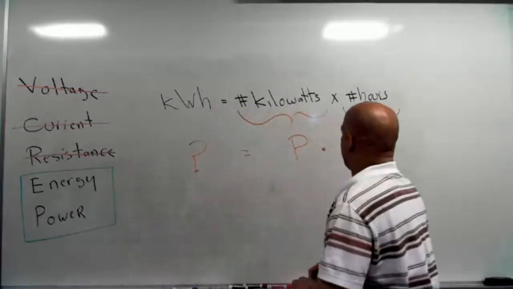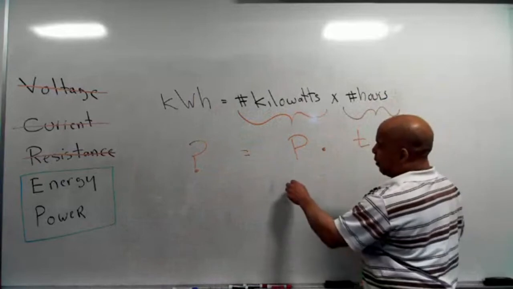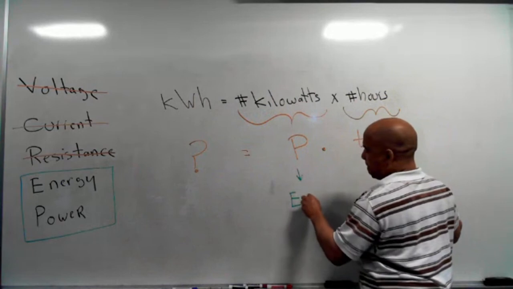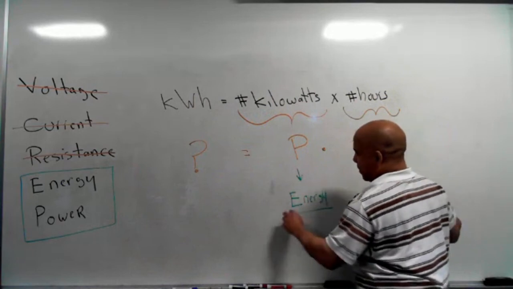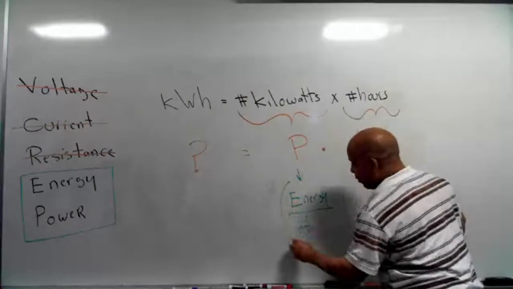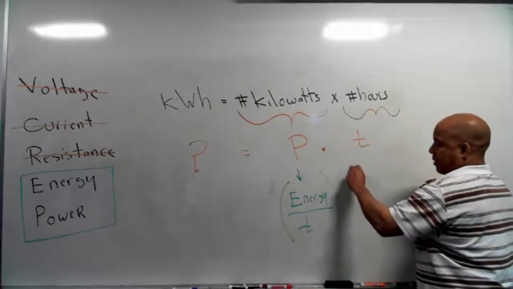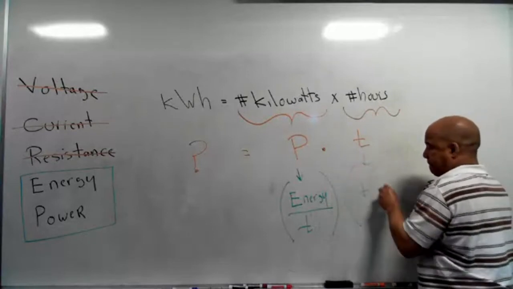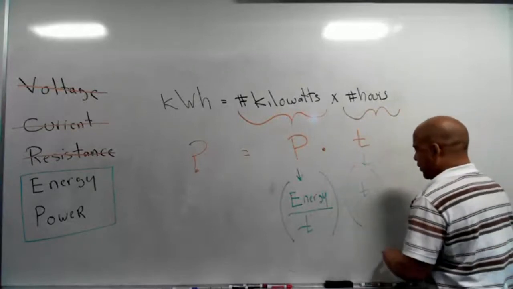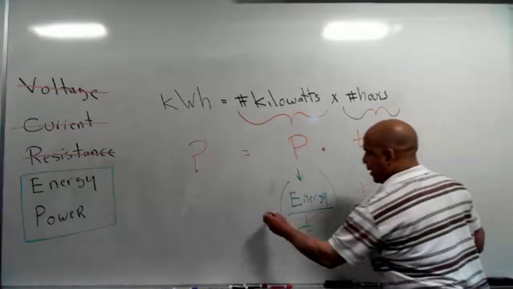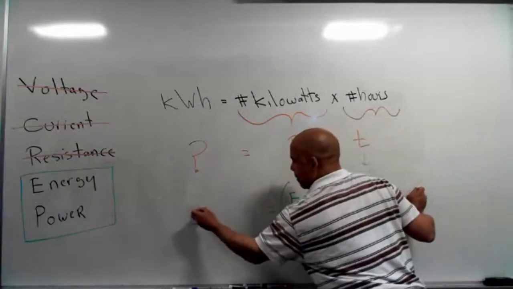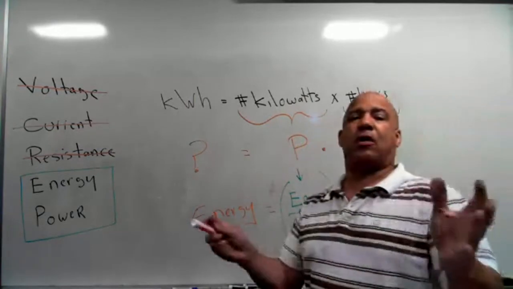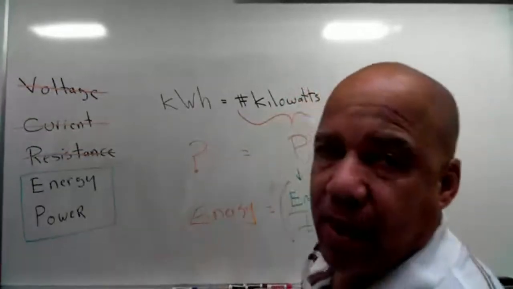To answer that, remember what we said about power. We said that power is energy per unit time. If I multiply energy per unit time by time, you can see what's going to happen. These are going to cancel out, and the thing I'm going to get over here is energy.